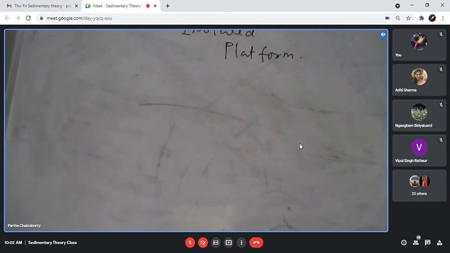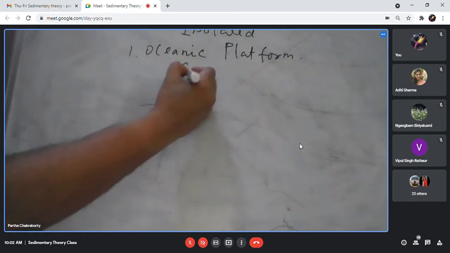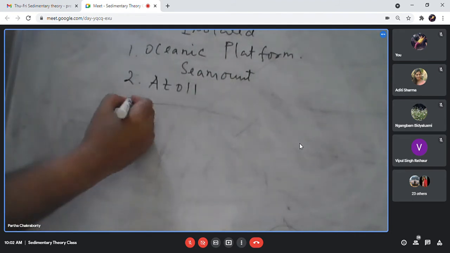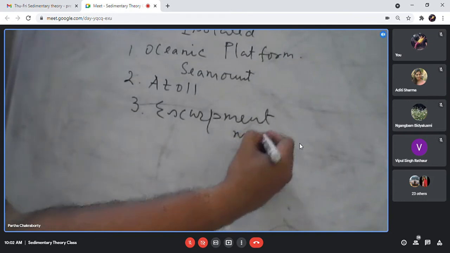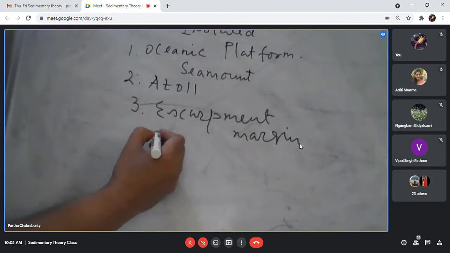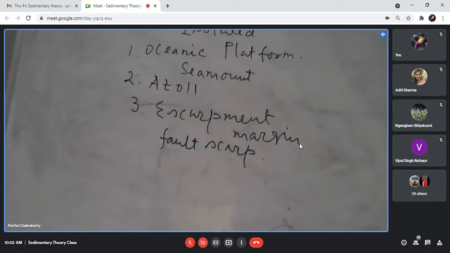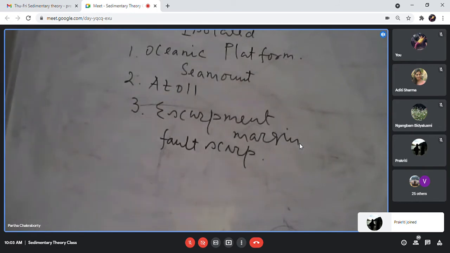Now, what is this isolated platform? This isolated platform may be in the form of an oceanic seamount, or it can be an atoll, or it can be an escarpment margin associated with fault scarp. All these can act as an isolated platform, and these different kinds of isolated platform basically control the kind of facies development pattern that we get in different isolated platforms.